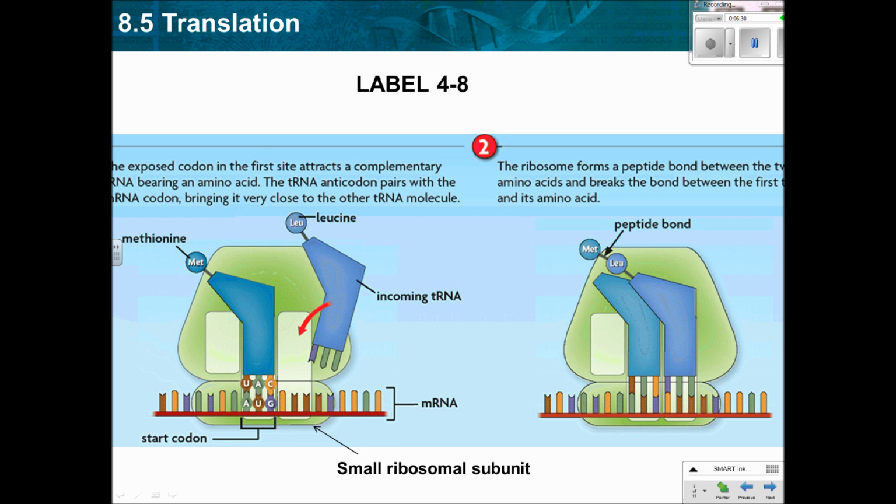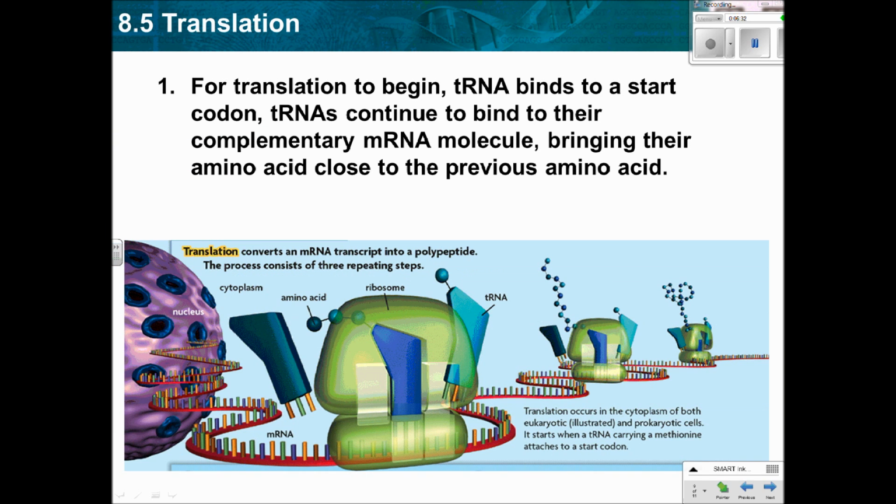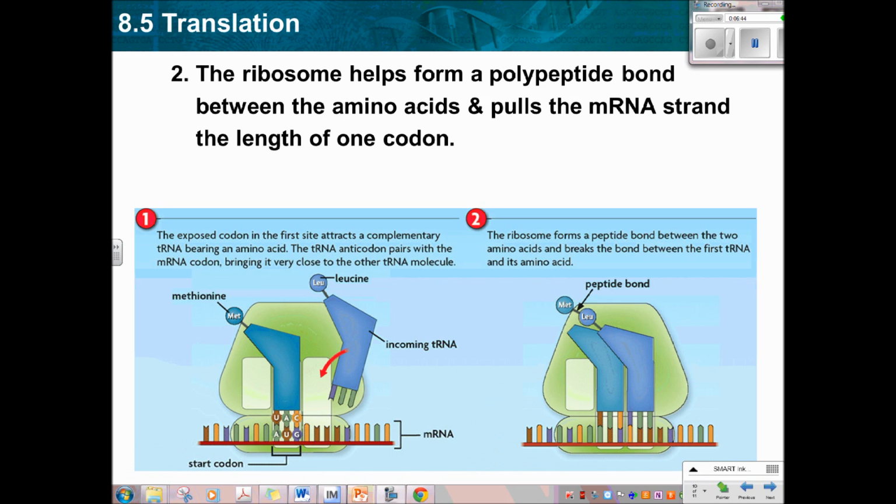See what's on the next one. Okay, so we add a little bit more here. So make sure you get anticodon down for number 8. I think we did that a while ago. We're doing the process boxes now. So number 1. Here's the second thing that's going to happen. The ribosome helps form a polypeptide bond between the amino acids, and it pulls the messenger RNA strand the length of 1 codon.